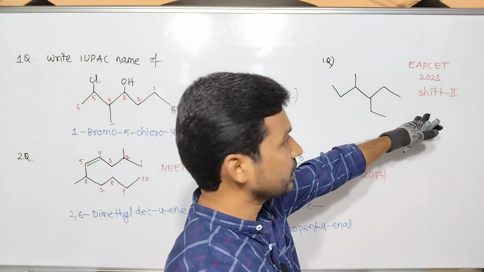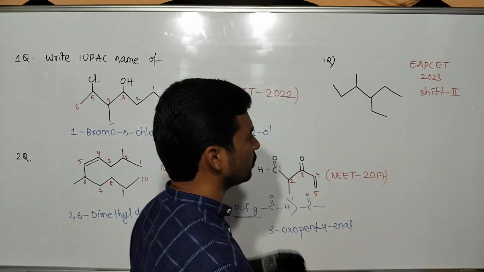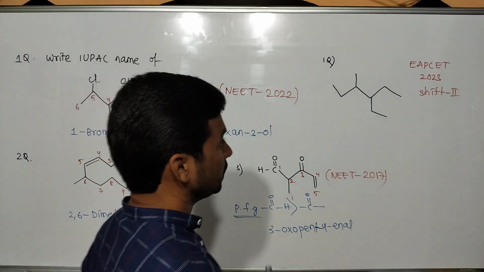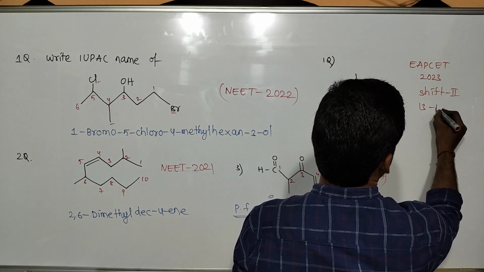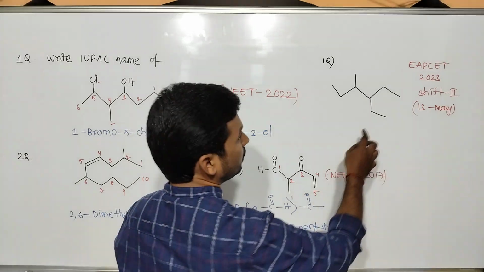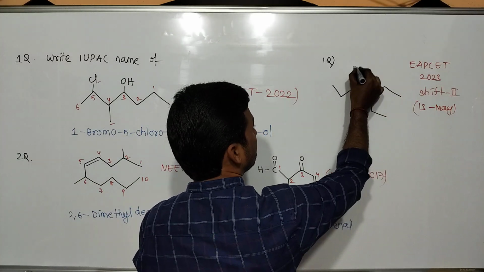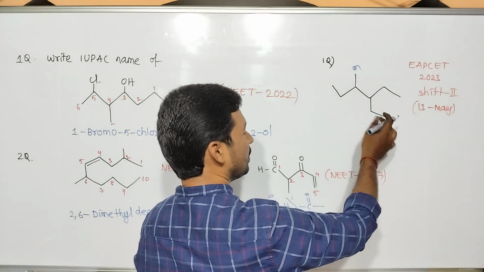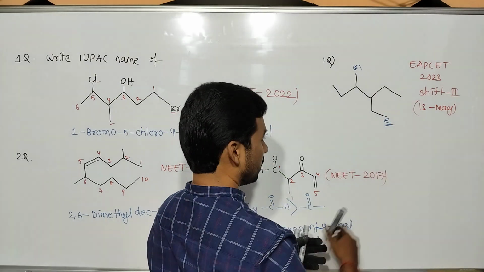Last question. This is an APSET question asked on 13th May 2023, shift 2. Okay. So how do we write the IUPAC name? 1, 2, 3, 1, 2, 3. Here the 3rd position has methyl, and here the 3rd position has ethyl. Both are substituents. When both substituents have equal possibility, then alphabetical order applies, E.